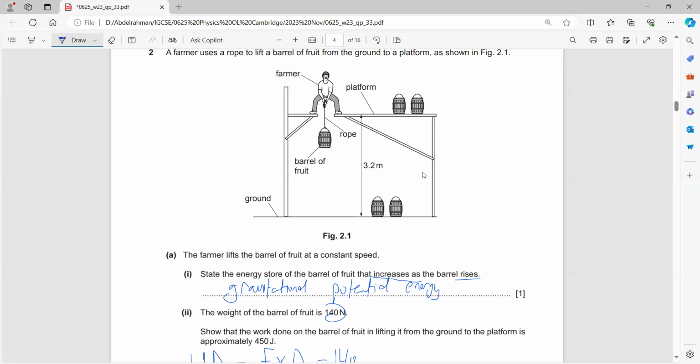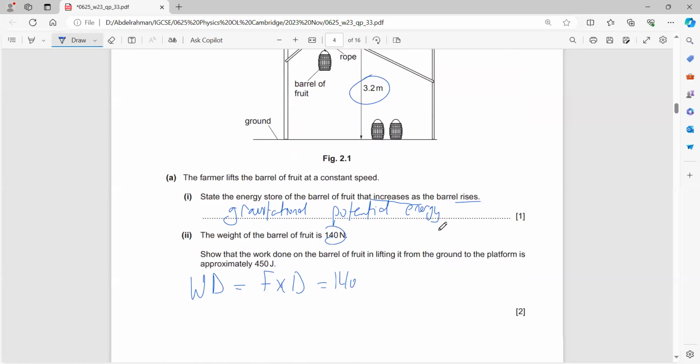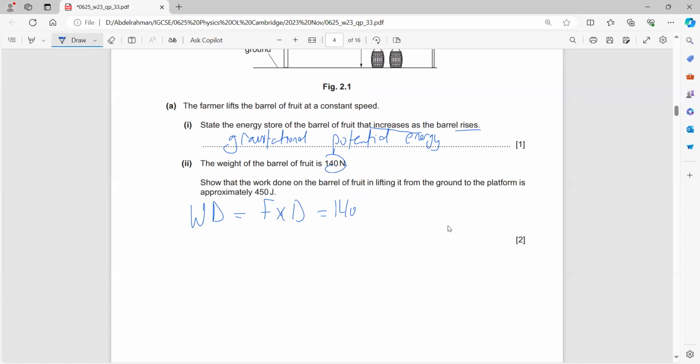Distance is 3.2 meters. So 140 times 3.2. Someone calculate quickly. Tell me. 140 times 3.2 is almost 448, which is almost 450. 448 joules, which is actually equal or almost equal to 450 joules. Correct. Good.